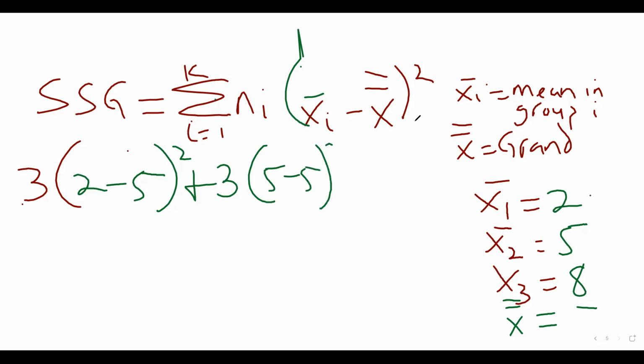Then you square that as well. Plus, the sample size in the third group is 3. The mean in that group is what? 8. The grand mean in the whole of it is 5. Then you square it. So we find the answer to this. Find the answer and tell me what you had. Make sure you are working it, because that is the only way you can crack it.